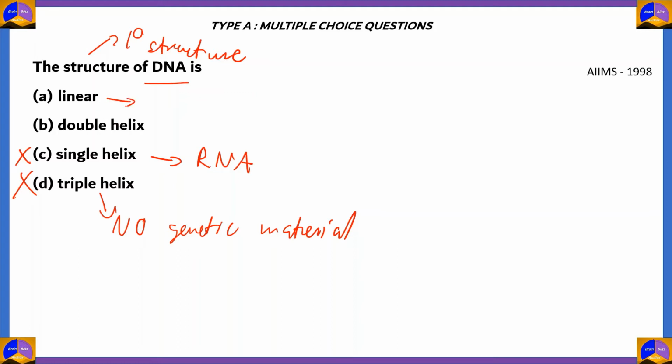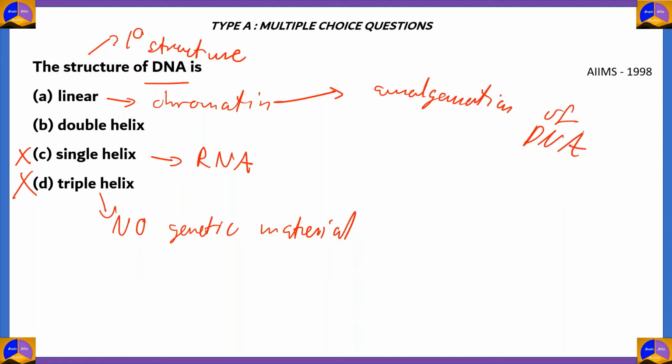What about option A, linear? A linear structure is found in chromatin, which is formed out of an amalgamation of DNA. DNA is packed with histone proteins into a histone octamer, and then the octamer forms a long chain, and a polymer of that long chain is the chromatin material that you see in the nucleus. So that chromatin material is linear. However, that is not the structure of DNA. So option A is incorrect.